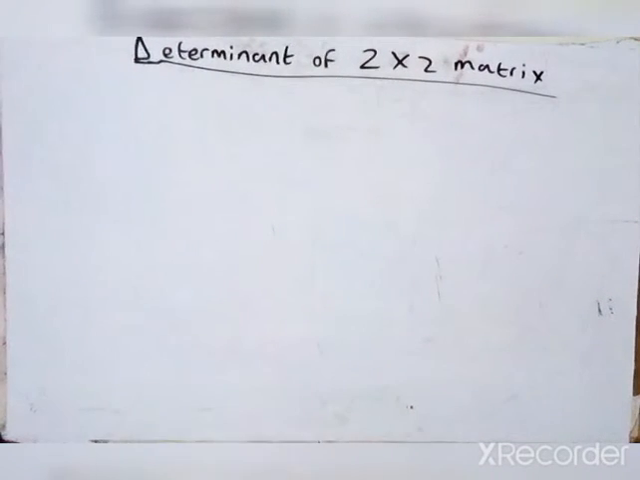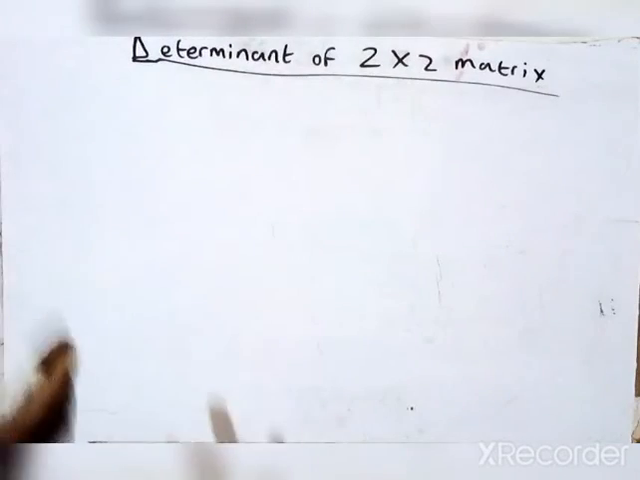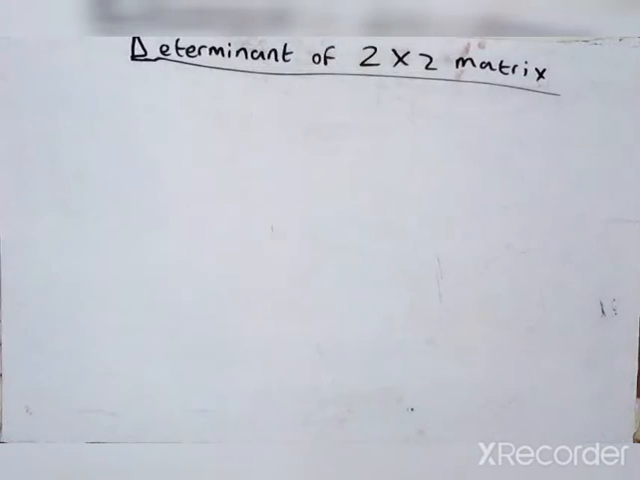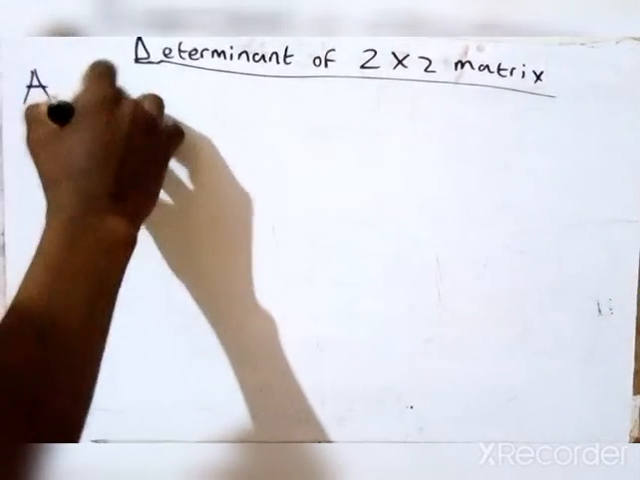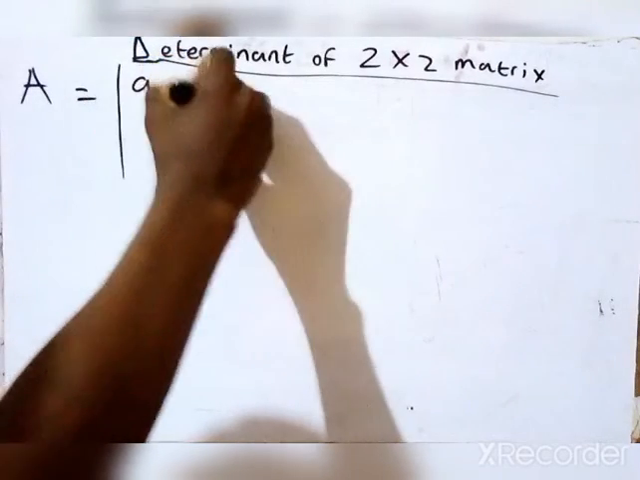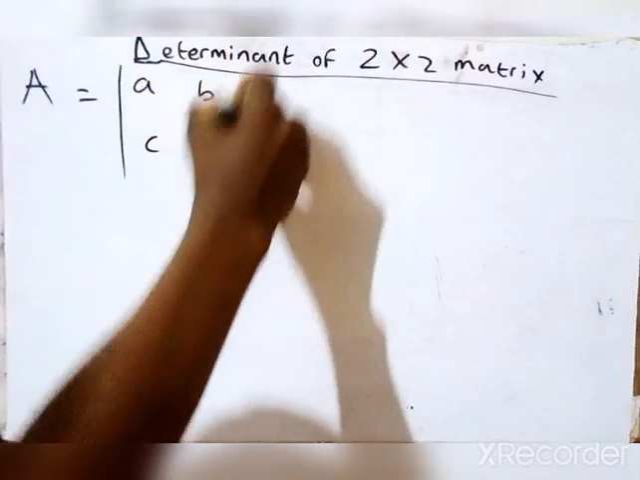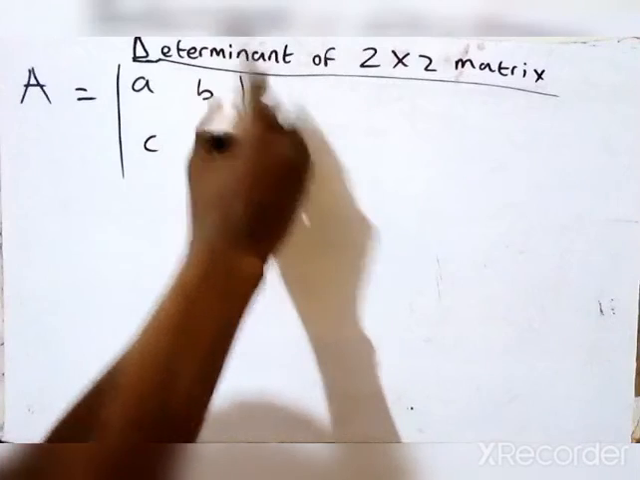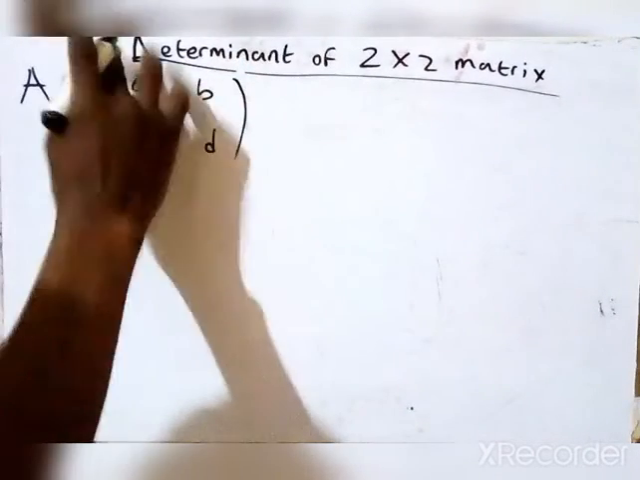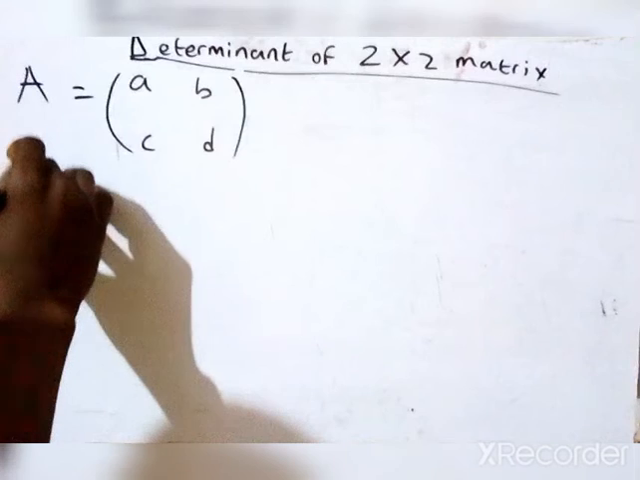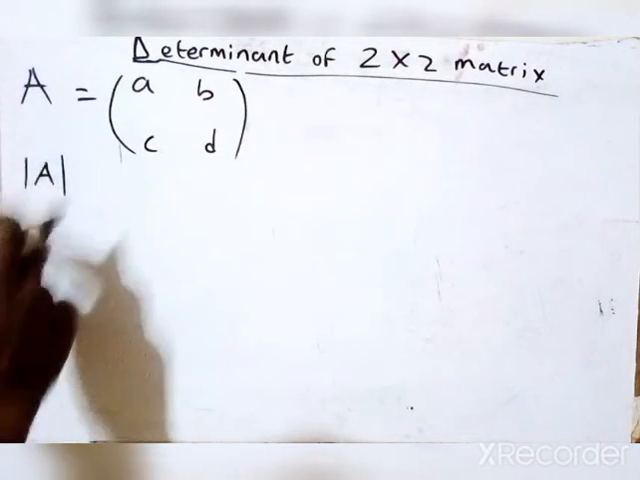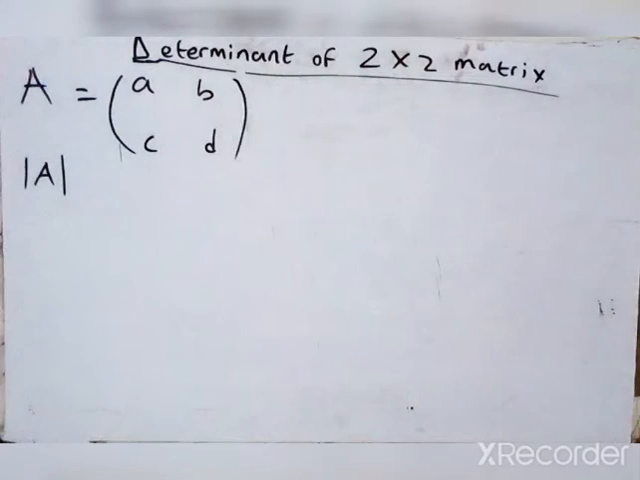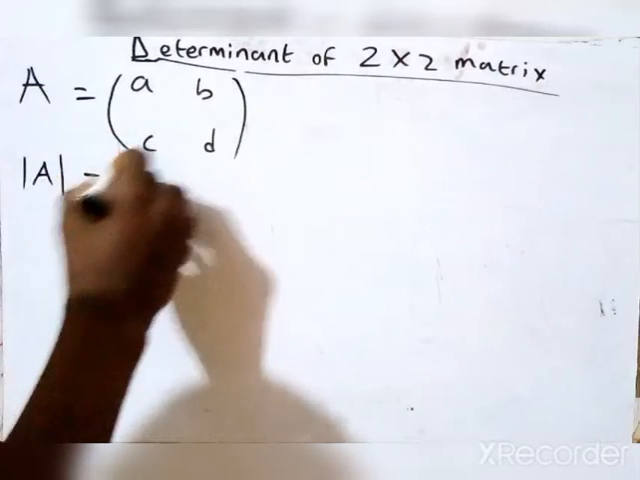A matrix is 2x2 when the number of rows is 2 and the number of columns is 2. For example, when we have a matrix A, B, C, D and we are asked to find this, the straight line sign here means determinant. So the determinant of this will be what?